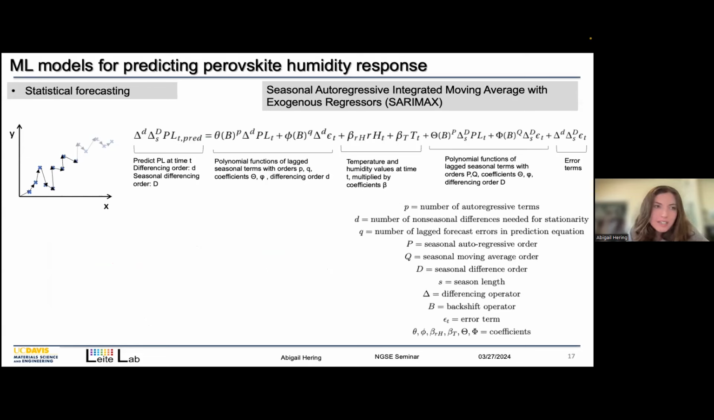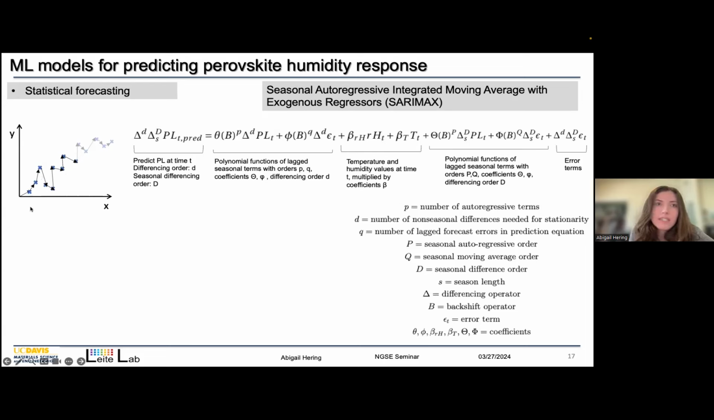So the final model is a type of statistical forecasting. This is called seasonal autoregressive integrated moving average with exogenous regressors. So this is the entire formula. Basically, this takes into account the differencing orders as well as the seasonal differencing orders. So it takes into account the changes in slope over time, and how the average value changes over time.